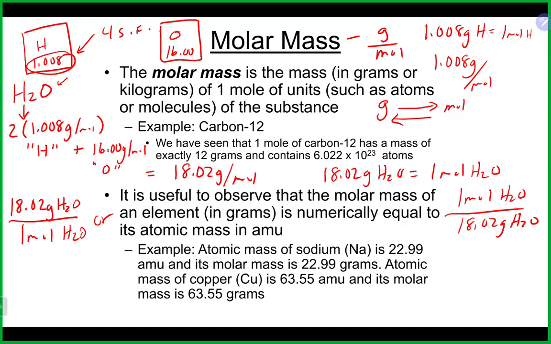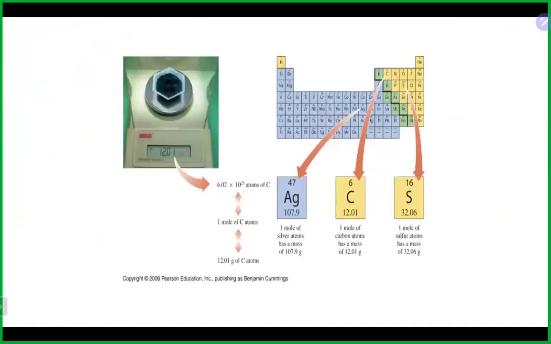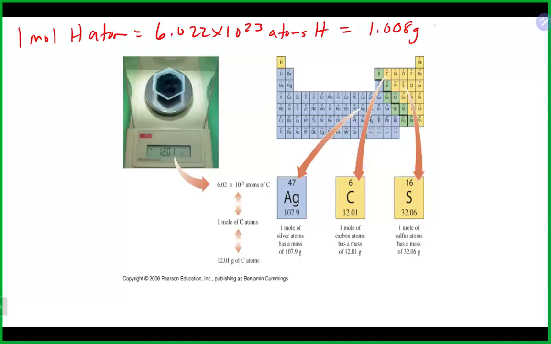What is the relationship between, say, molar mass and Avogadro's number? They are all related to each other. For example, 1 mole of hydrogen atoms, as we just talked about, would have 6.022 times 10 to the 23 atoms of hydrogen. And 1 mole would also be 1.008 grams of hydrogen. So they are all related to each other that way. That all represents a mole.